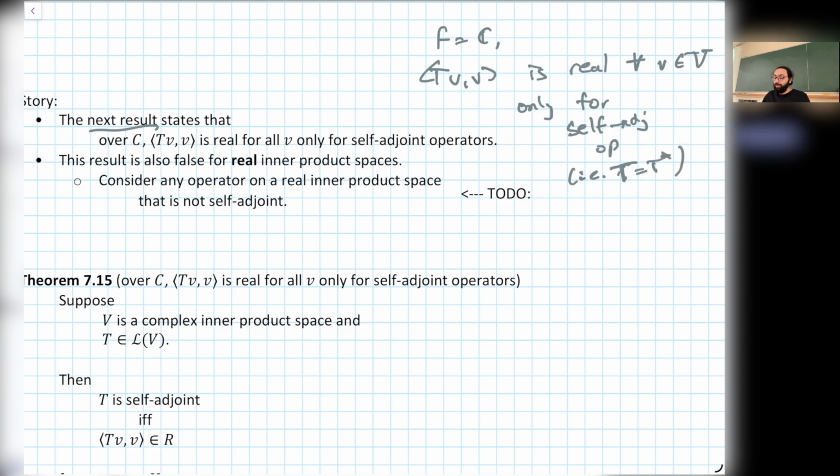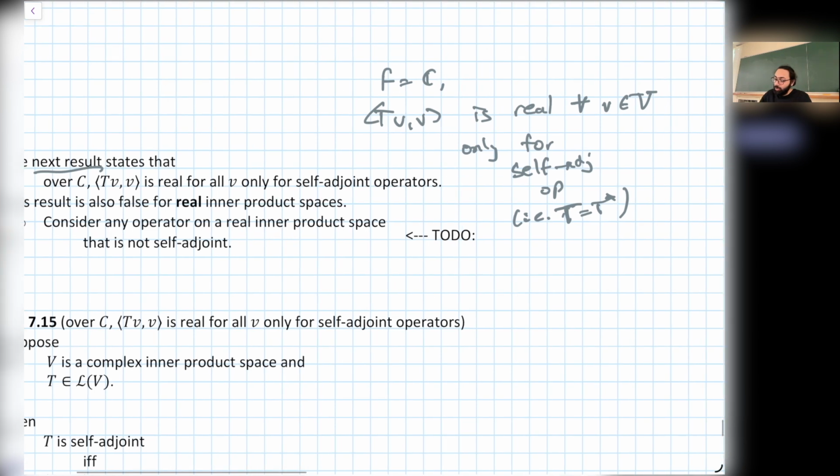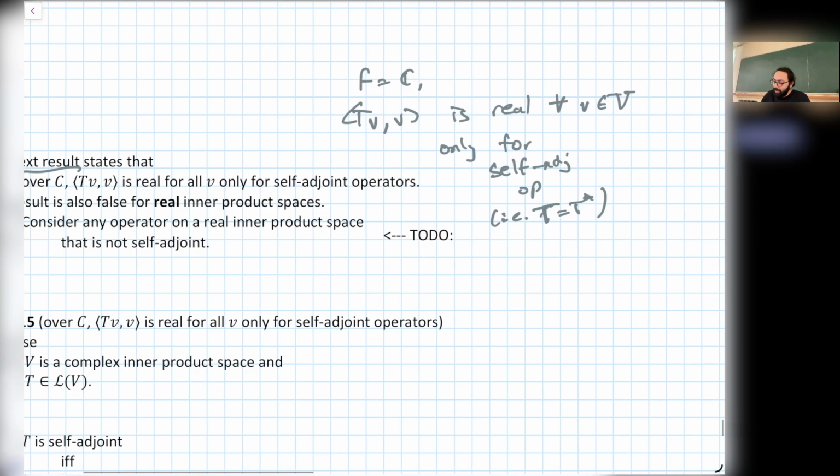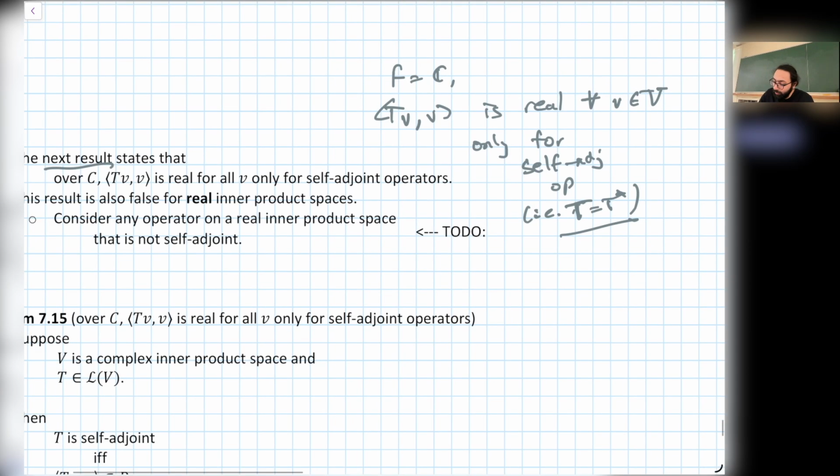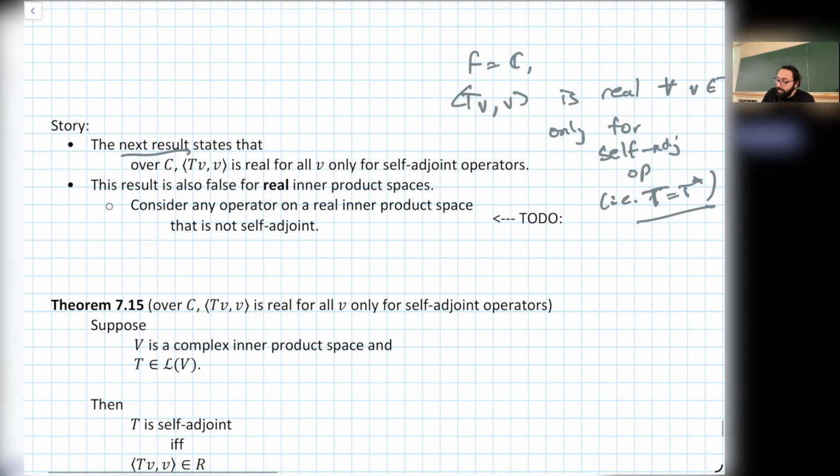So what are we saying now? Suppose you took some vector v, you applied the transformation on it, and you took inner product with the same vector v, and you ask, is this number that I get real or not? It turns out that it is only real when T equals T star. That is the statement. We'll write it down a bit more formally. And again, this result is false for real inner product spaces.